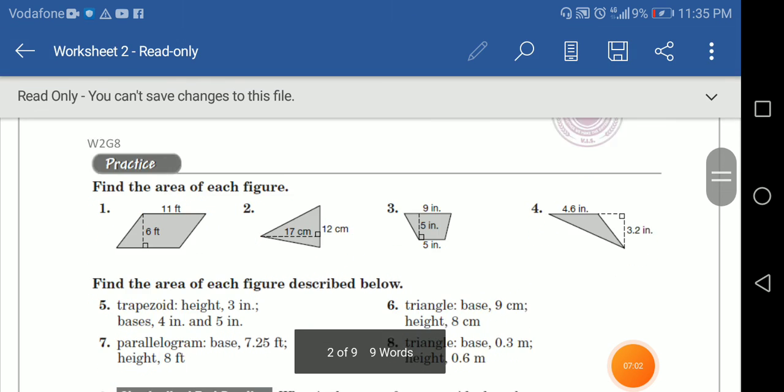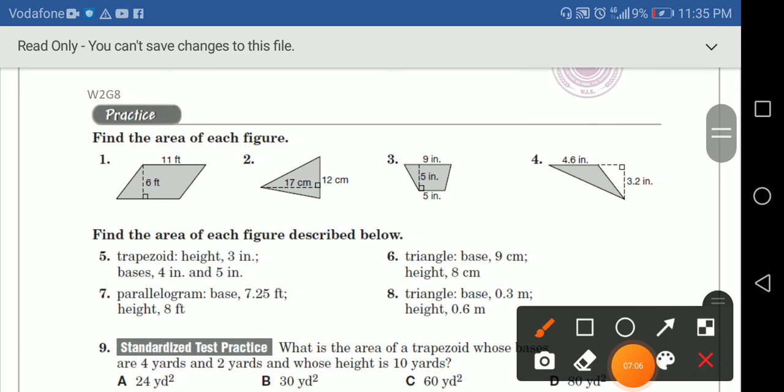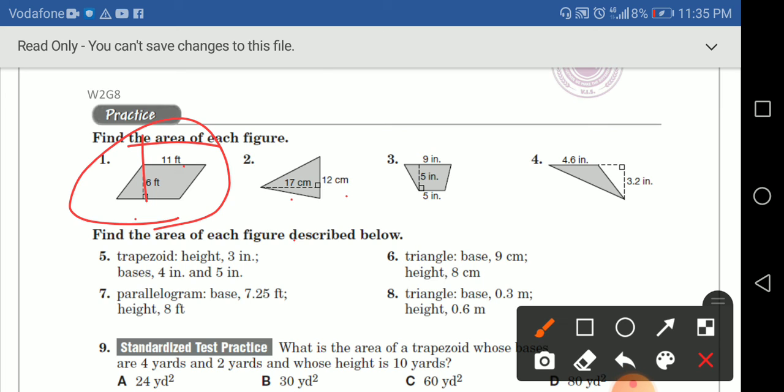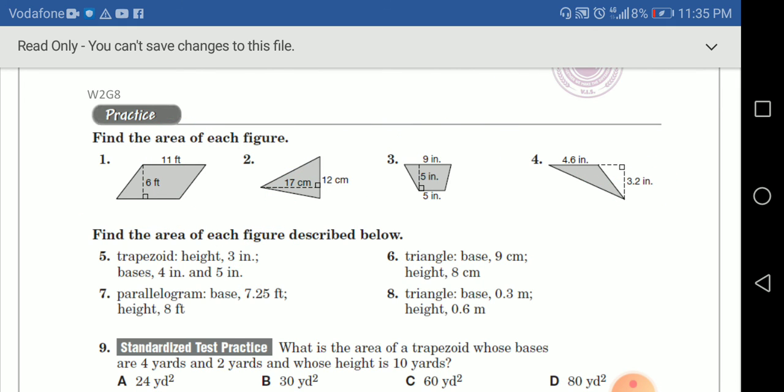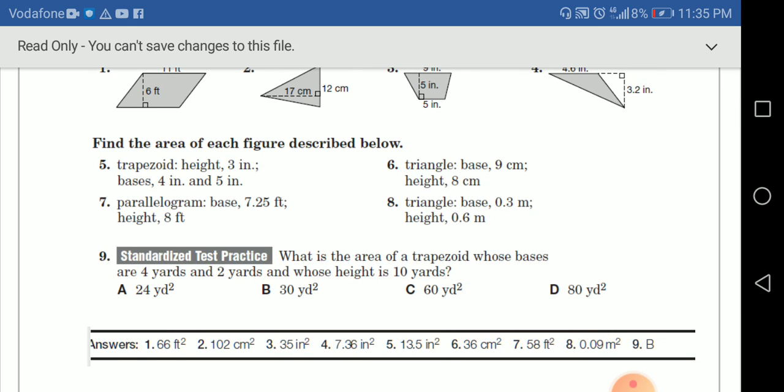And you got some exercises here. Here is your homework. We can find that the area equals base times height, 11 times 6. Here, half base times height, so the height is 17, the base is 12, half of 17 times 12. Here, 5 plus 9, times 5 times half. Don't forget 9 plus 5. And I got the half times the height, which is 5. Very easy. And here the height is outside, because you got an obtuse triangle.